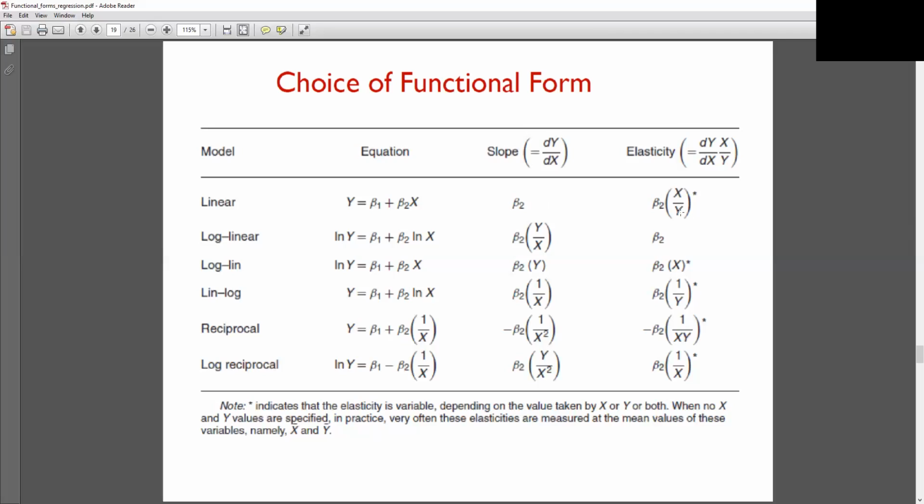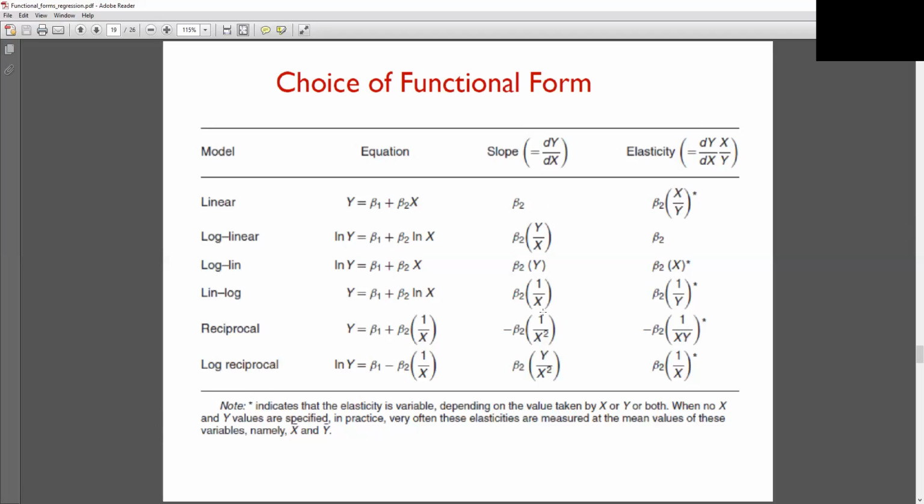You have x values, you have y values. You take the mean of x values. Similarly, you take the mean of y values. So when you have the average of x and average of y, then when you are applying this formula, you can easily obtain the elasticity, right? Something like that you do for all.